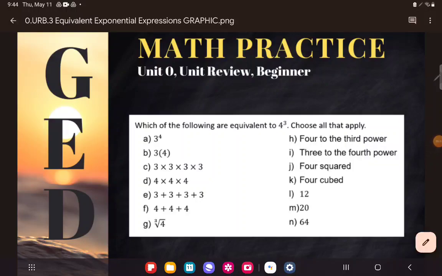Hey GED students, you ready for a little review of exponents and their related vocabulary? Let's take a look. It says, which of the following are equivalent to this?